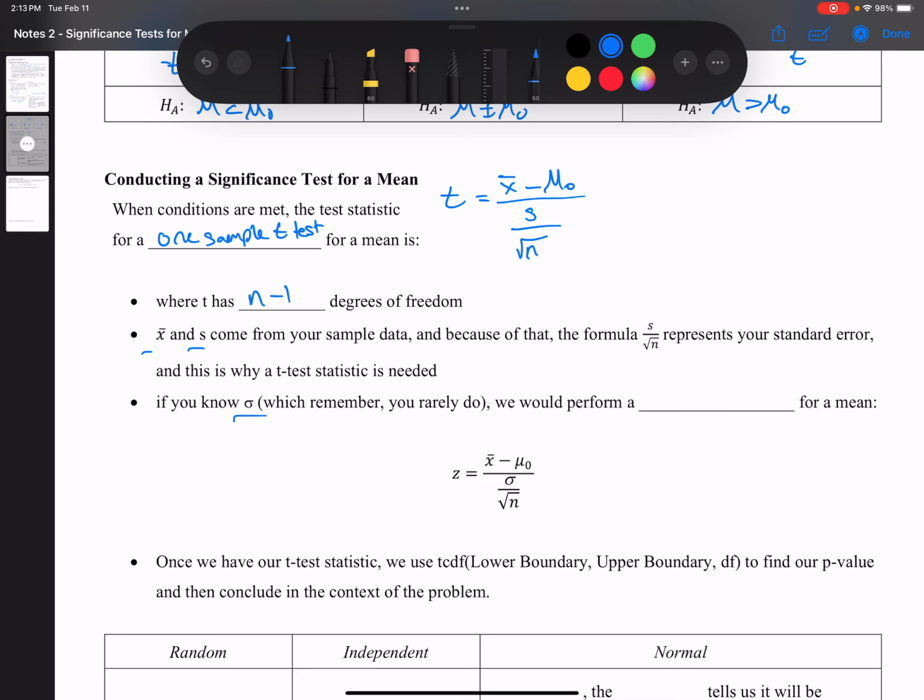then we get to use a one sample z-test instead. So z-test. And that's going to look almost exactly the same, except we're finding a z and we're using the population standard deviation instead.